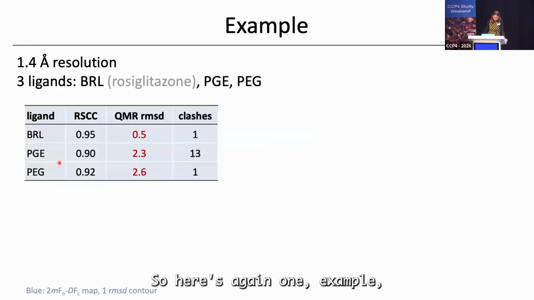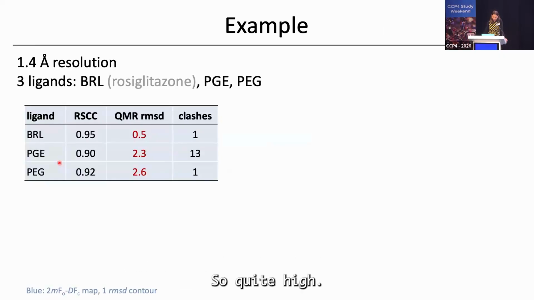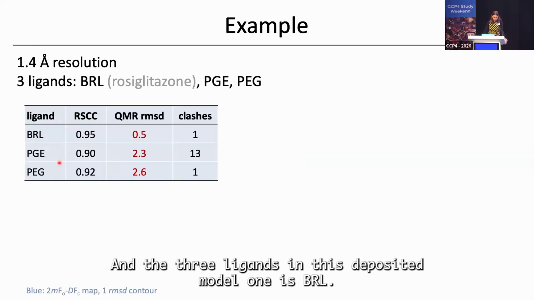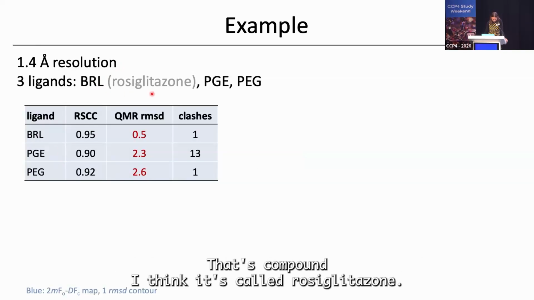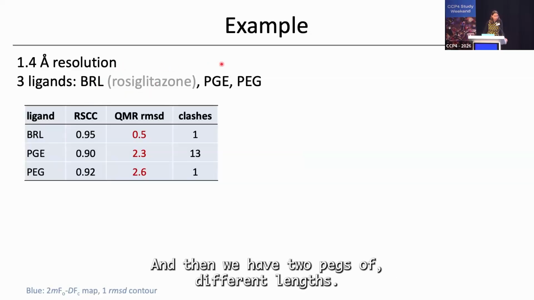So here's again one example. The diffraction data is 1.4 angstrom resolution, so quite high. And there are three ligands in this deposited model. One is BRL, a compound I think is called rosiglitazone, so again, it's a drug. And then we have two PEGs of different lengths.